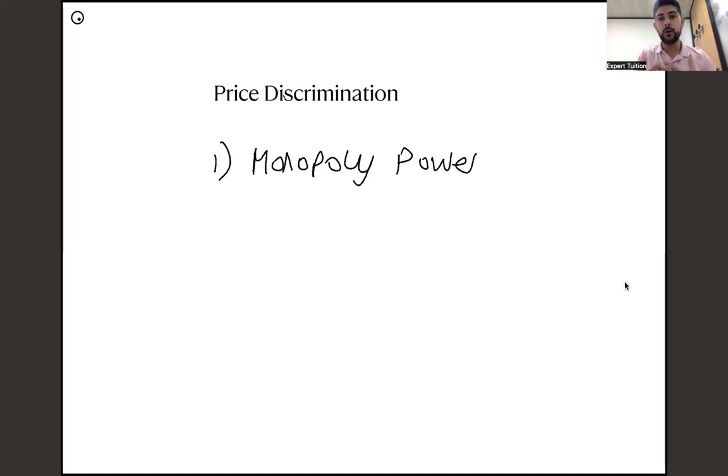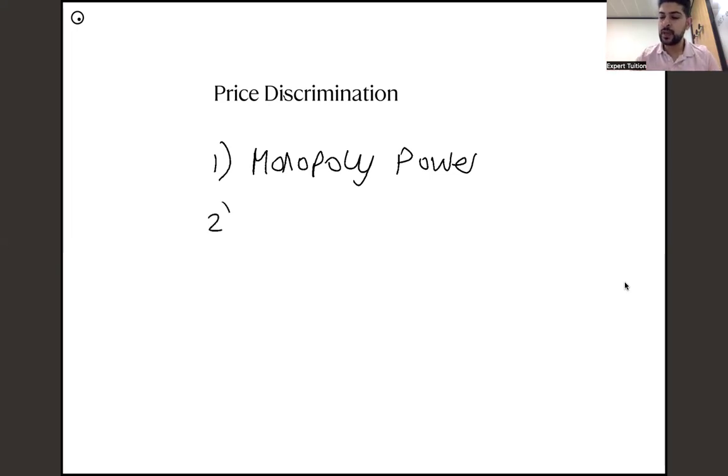Now, of course, the more market share you have, the more monopoly power you have. So, of course, if you're an actual monopoly, then you definitely have monopoly power. But even smaller firms like a hairdresser, to some extent, have some degree of monopoly power. Not that much, but it still exists. So you just have to have the ability to set prices, which is, I think, fairly obvious.